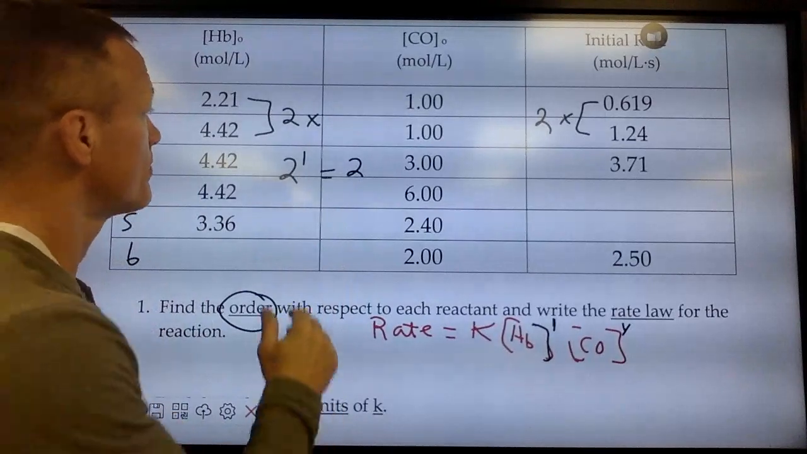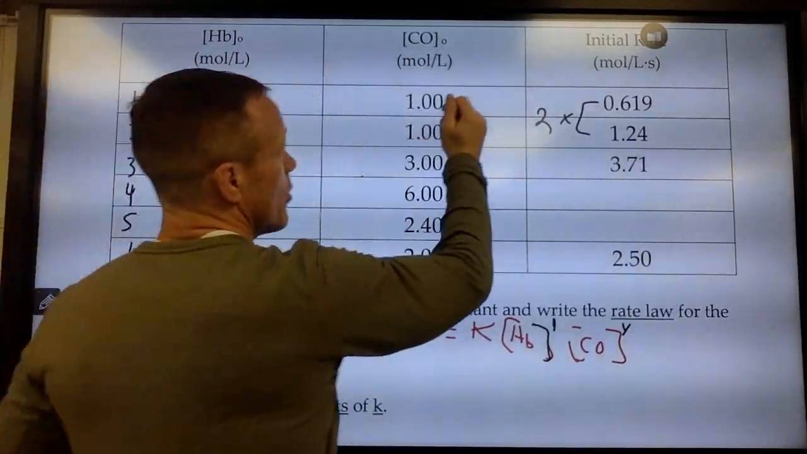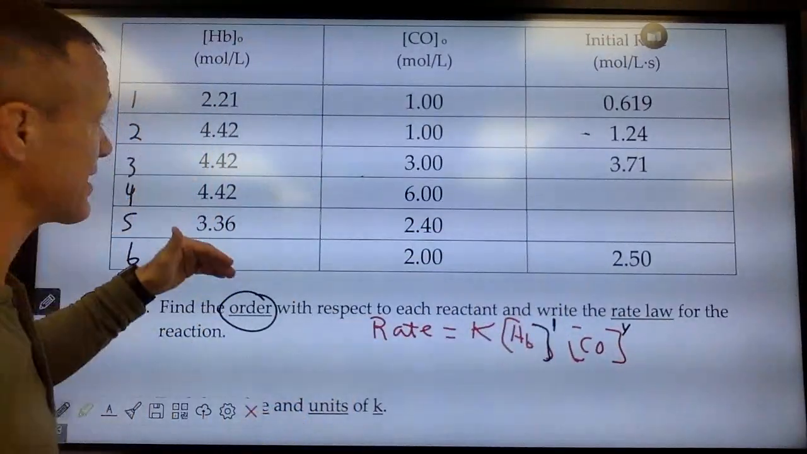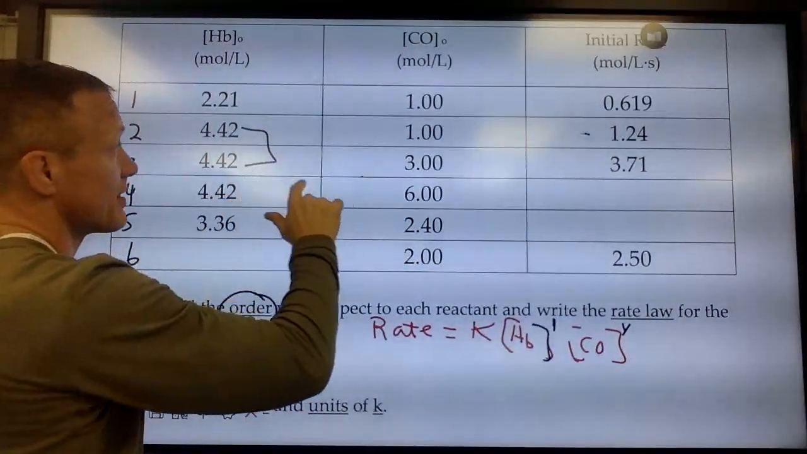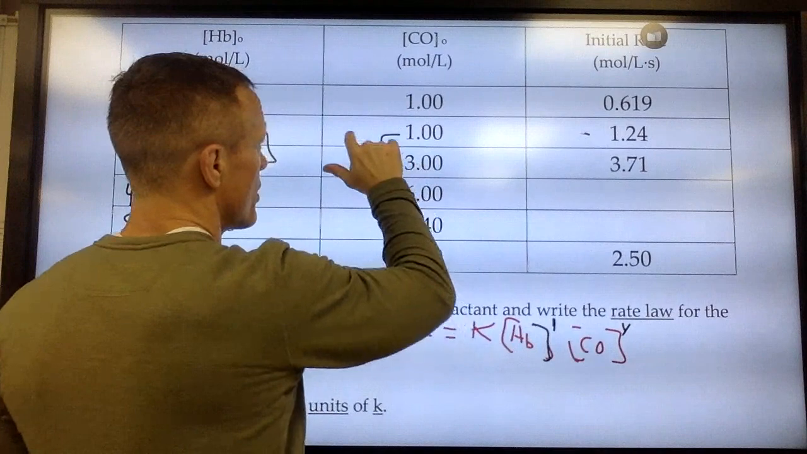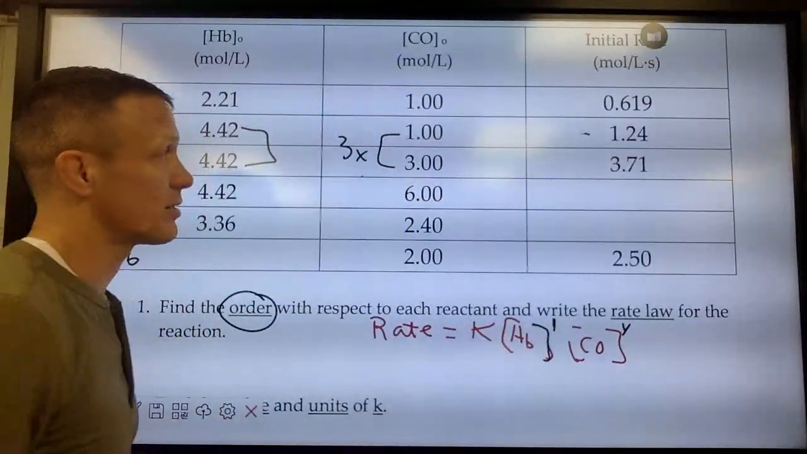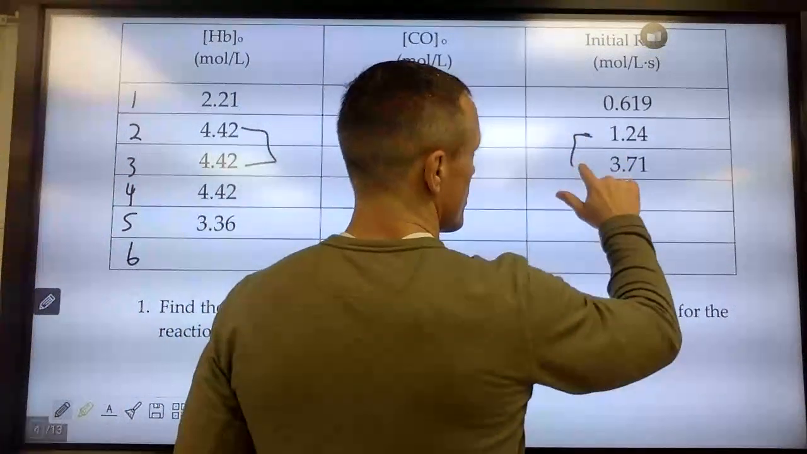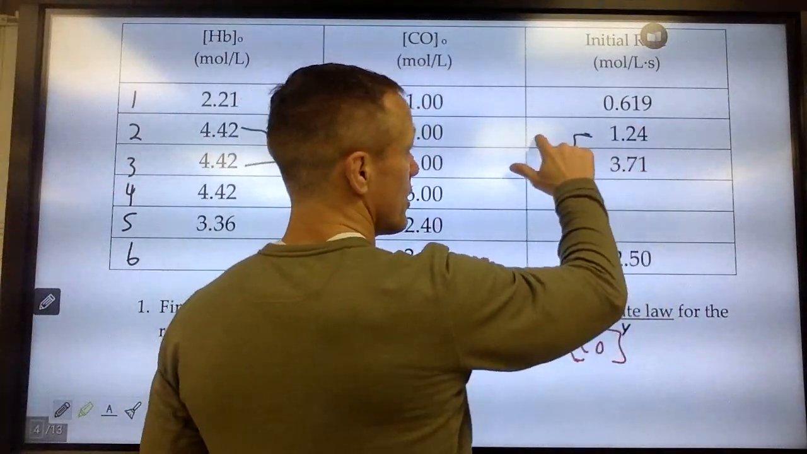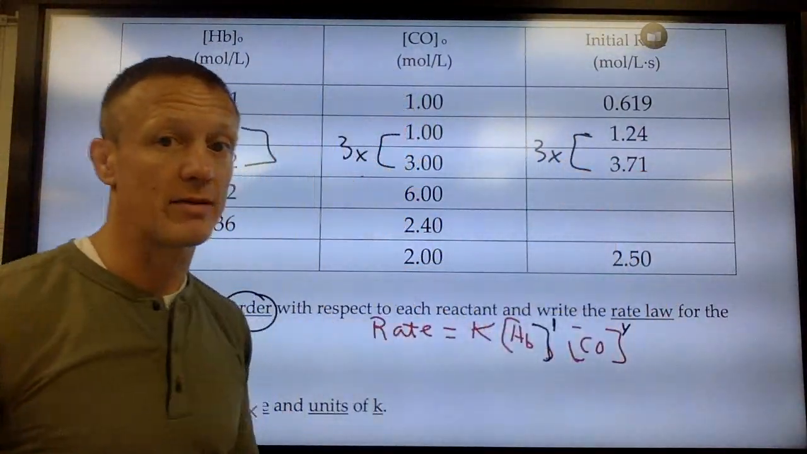So we've got to find a different trial. We want a trial where this is staying consistent and this is changing. Well, right here, this is staying consistent. This is going up 3 times. So let's see what happens to the rate. Our rate goes 1.24 to 3.71, also 3 times.